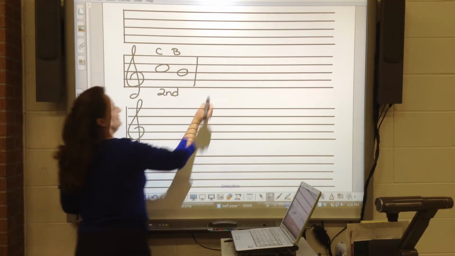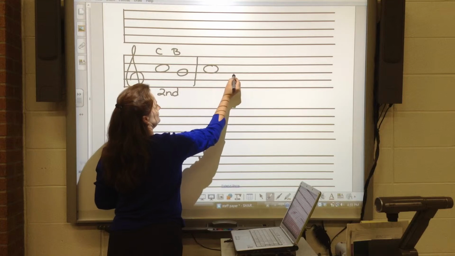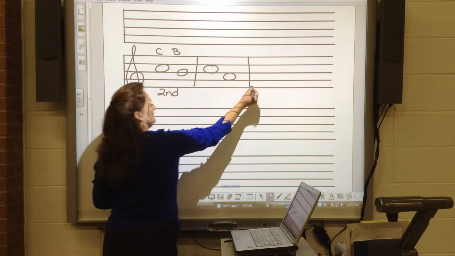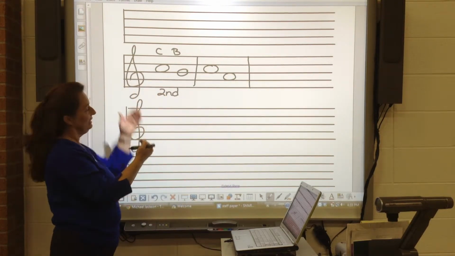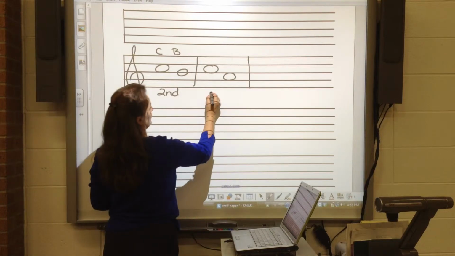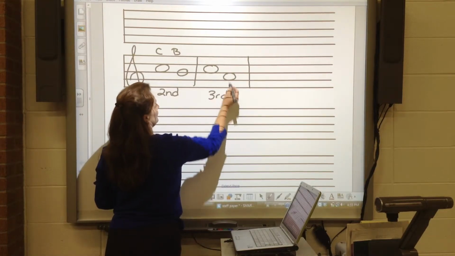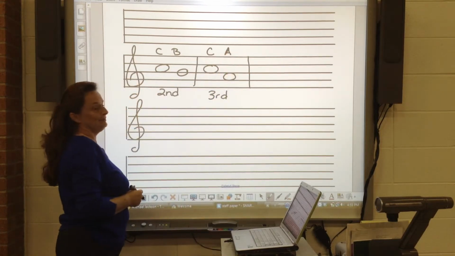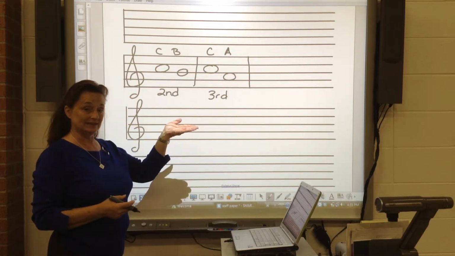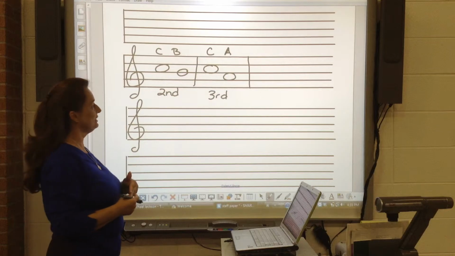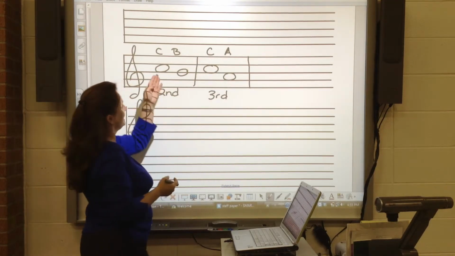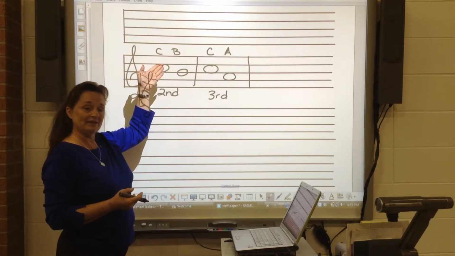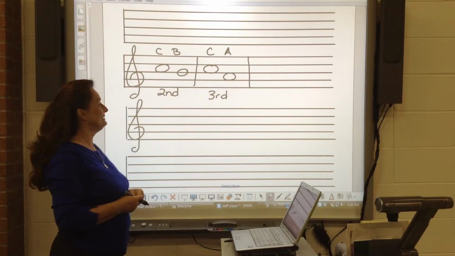So C to B is a second. All right, good. And then C down to the next space, just like you were going up a space, would be a third. Going down would be a third. So this is a third, which is C down to A. Okay? But C up to A is a sixth. C down to A is only a third. Okay? Just like C up to B would be a seventh, C down to B would be a second.